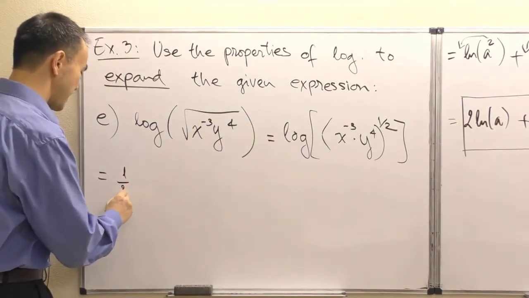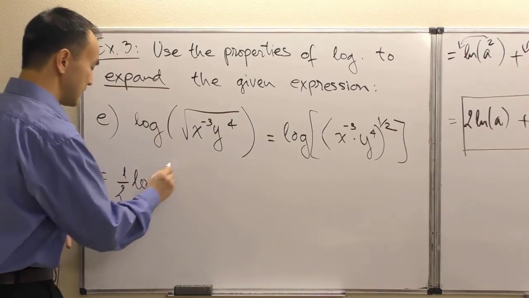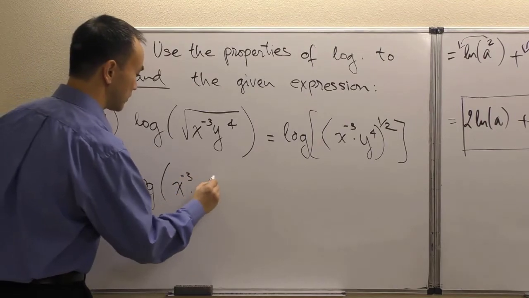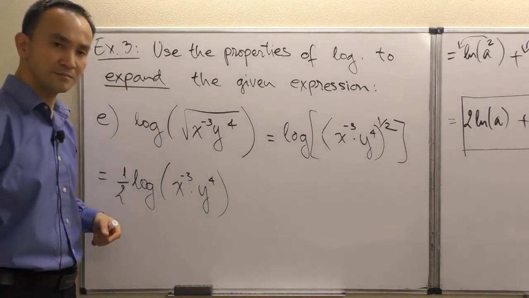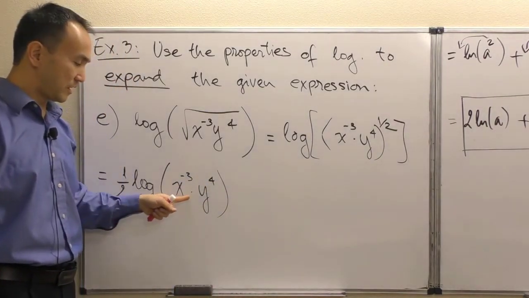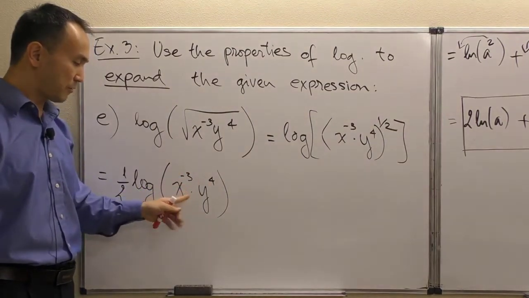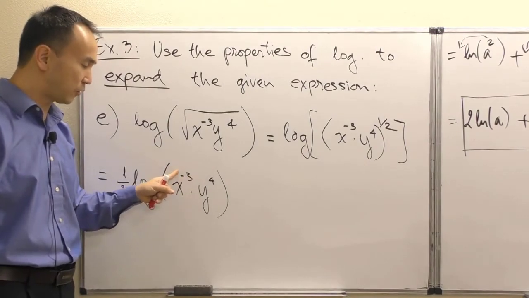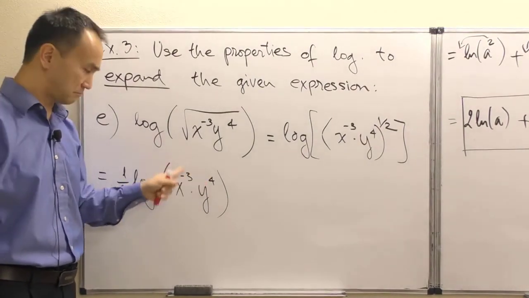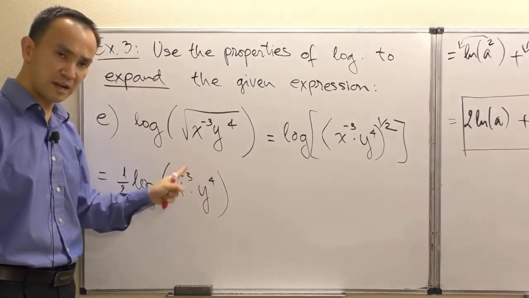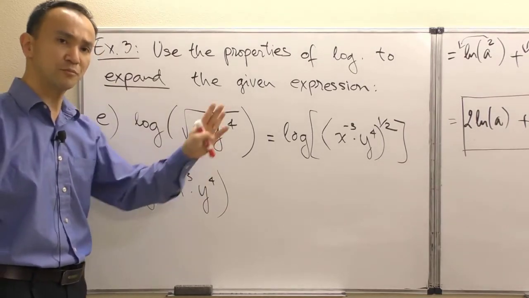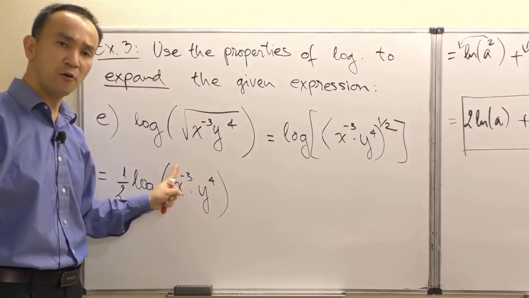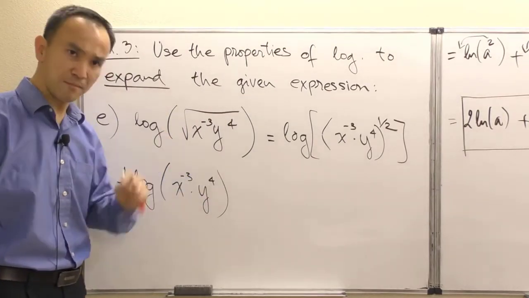Now we have 1/2 multiplied with log base 10 of a product, x to the negative 3 times y to the 4th power. Among the operations that we have, multiplication and raising powers, raising powers comes before multiplication. So now we have to break it down according to the multiplication before we break down the powers. That's what I meant earlier.